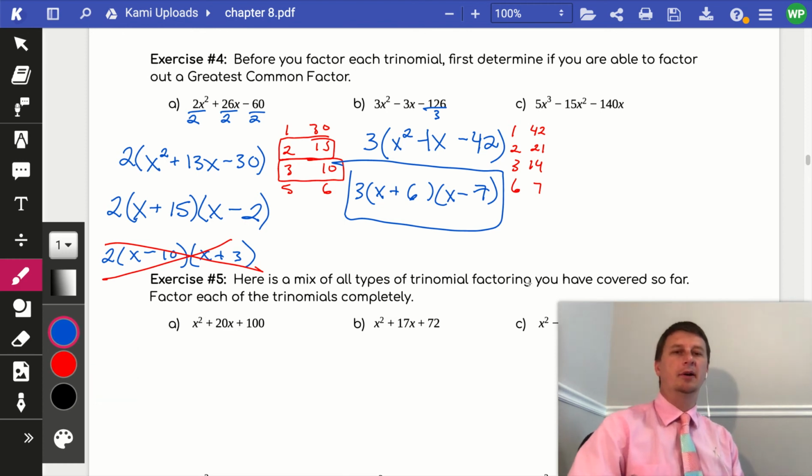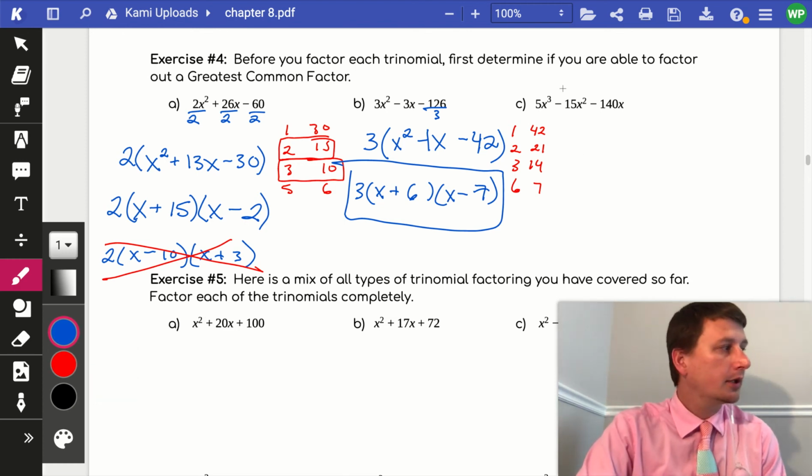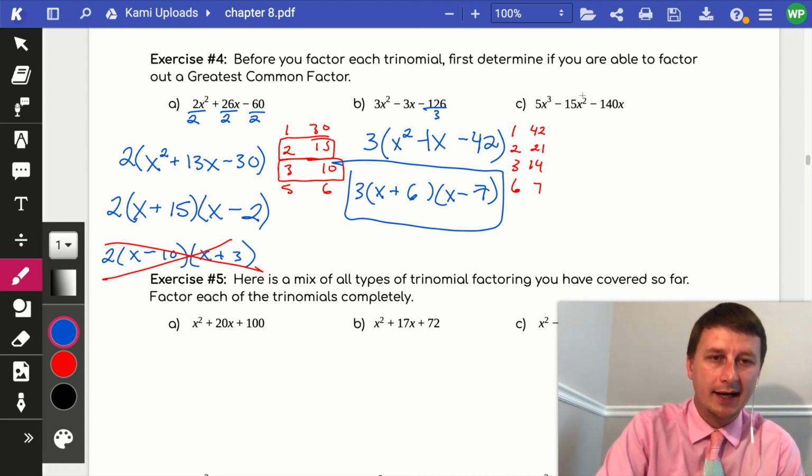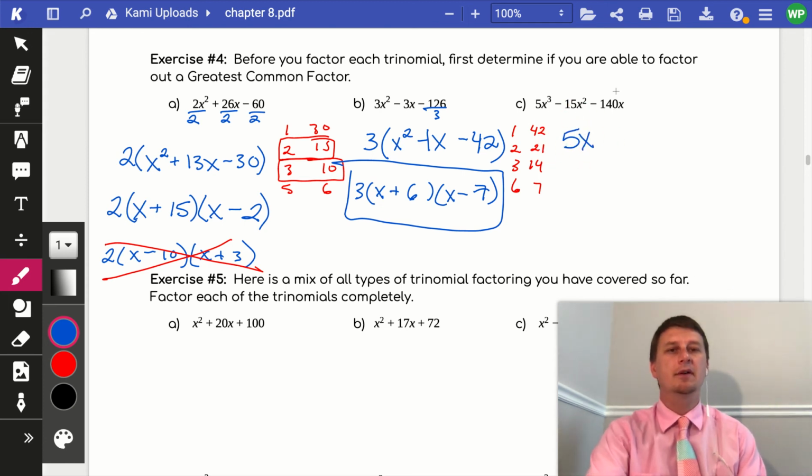And finally, in part C right here, we're going to look again for a GCF. And this time you might notice that we have x's involved as well in our GCF. So we're going to have a GCF of 5x, because 5 is our largest coefficient, and x is the most amount of x's they all have in common.